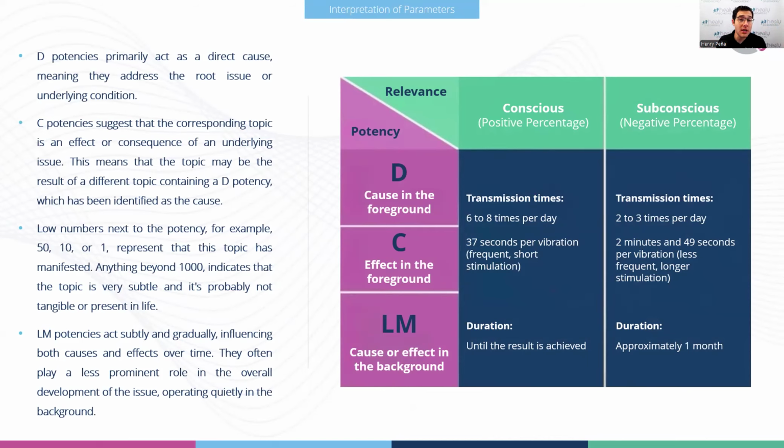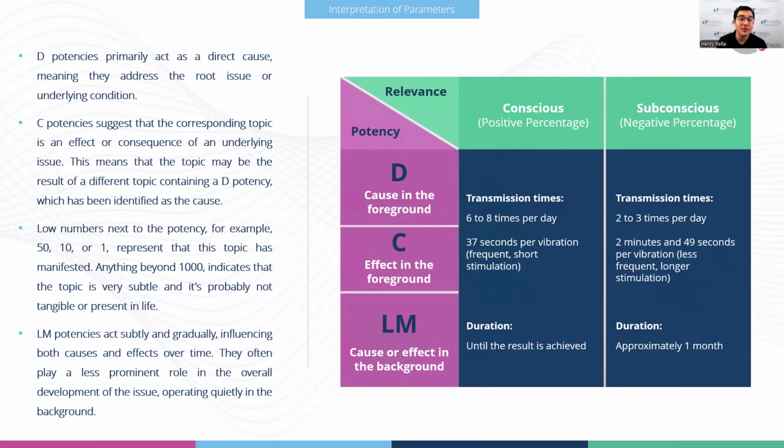For example, results with a C potency. So if you get a result with a D potency and another one with a C potency, then you can basically assume, all right, this one is a cause, this one is an effect. And if you have multiple results with C potencies, then you will be able to say, all right, if I focus on the cause, then I will probably see improvement in all of these.